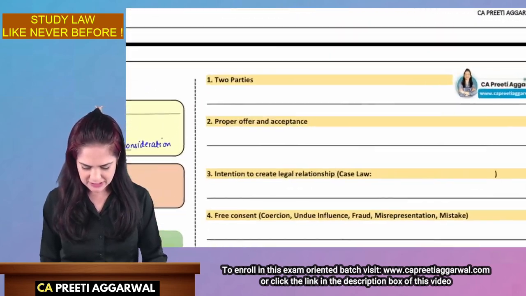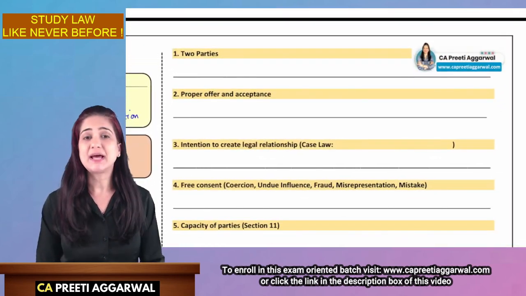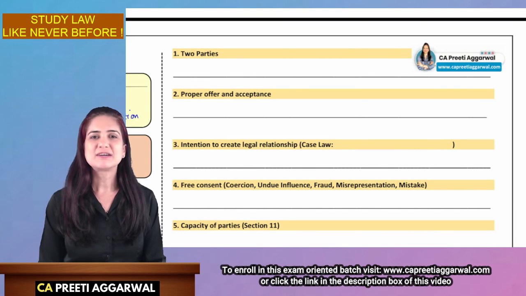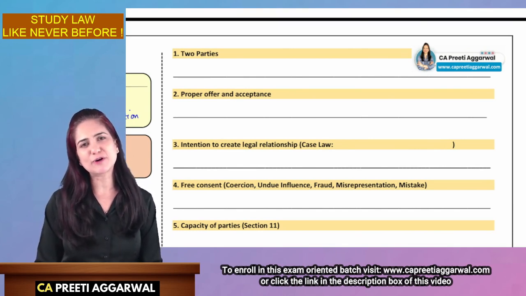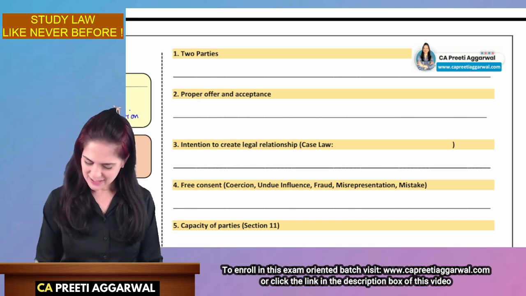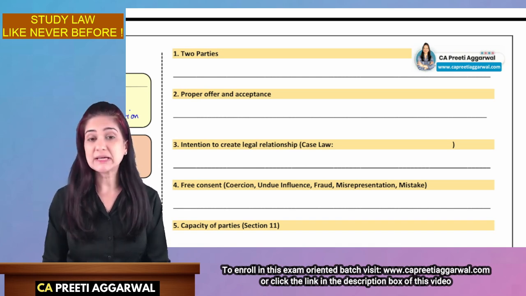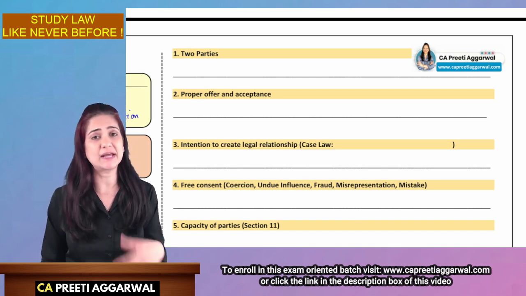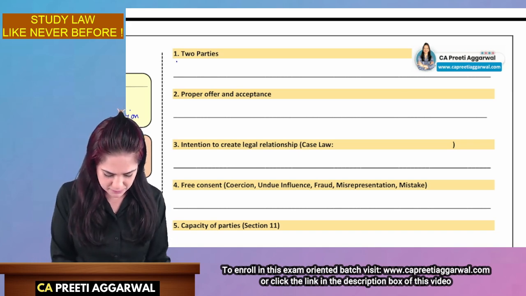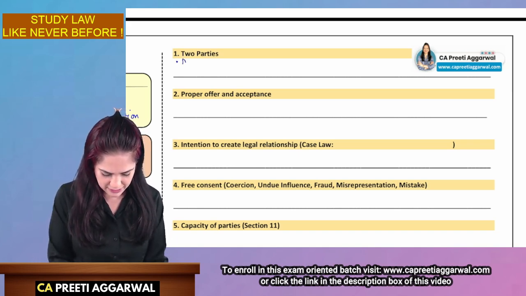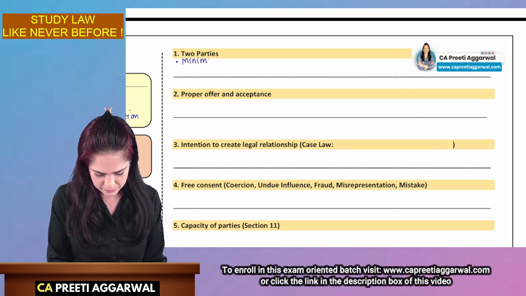So let us revise the essential elements of a valid contract. How many parties required to form a valid contract? Two parties. Now, what are my keywords? See, this revision is all about keywords, writing practice, highlighting the keywords, learning them. So what are my keywords? I need minimum two parties.